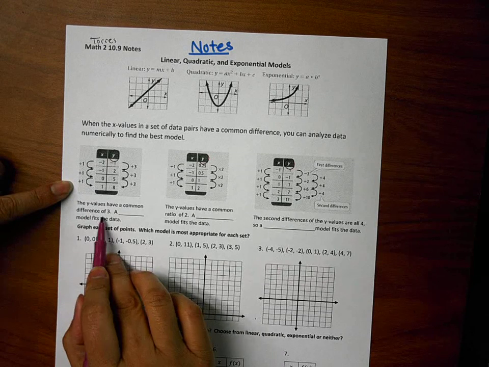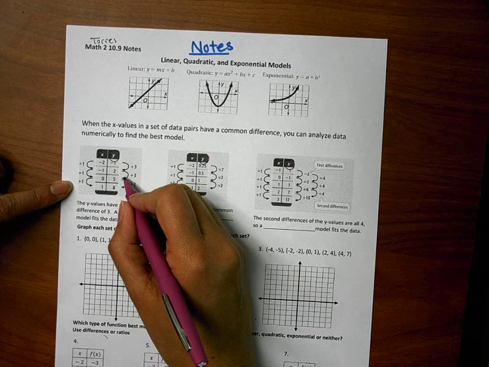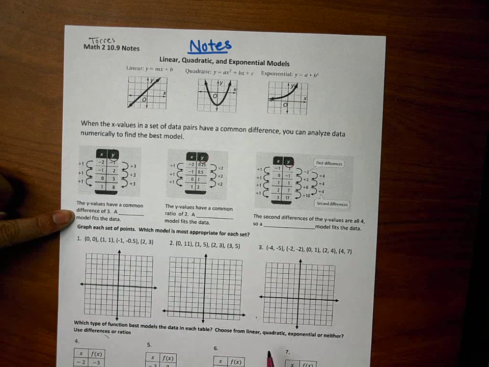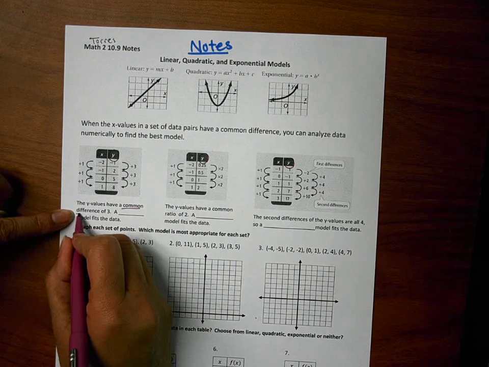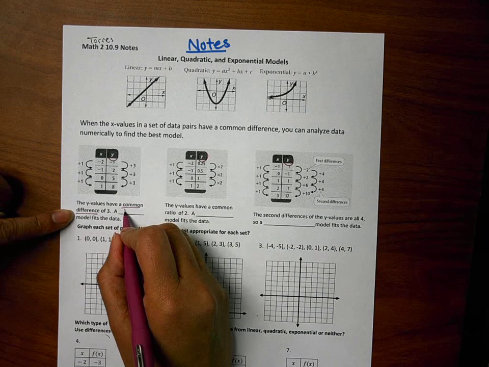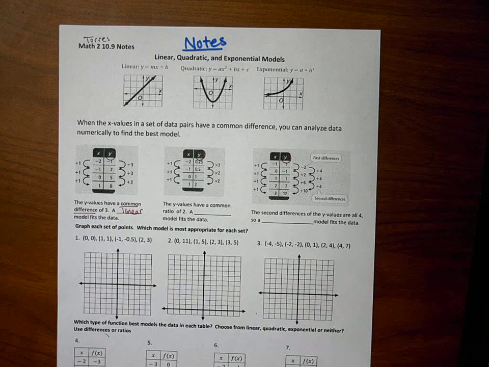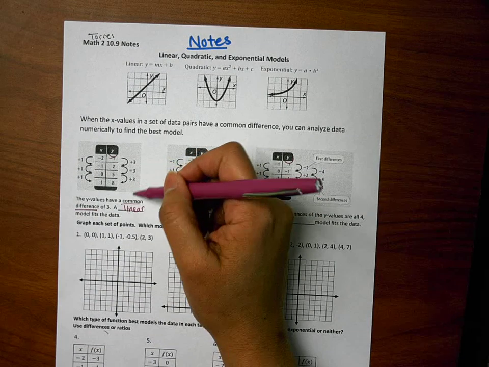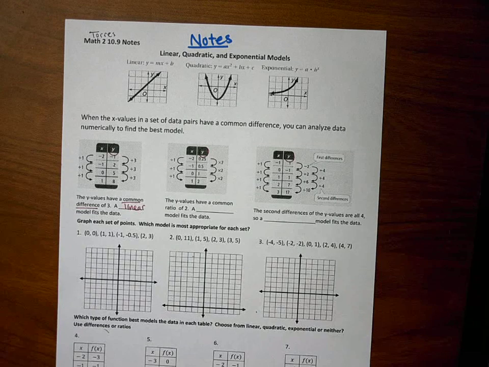Okay, so this is the one you dealt with last year. The y values have a common difference of 3. Can you see that? Negative 1 plus 3 is 2, 2 plus 3 is 5, 5 plus 3 is 8. A blank model fits the data when it has a common difference. We call that a linear model. It could be plus 2, or minus 5, minus 5, minus 5. As long as it's a constant common difference, it is going to be linear.